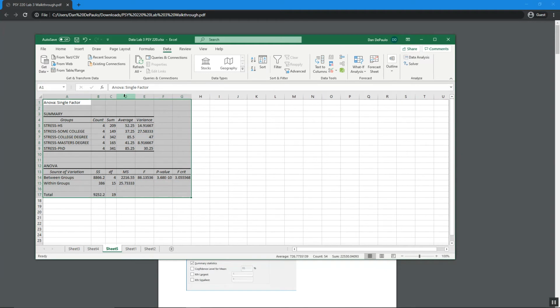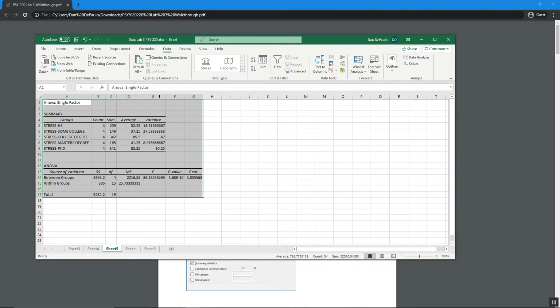Now, there's not much data here. You see there's only 5 people in each group. So this is very little data. Ideally, you would want to have more data than this.